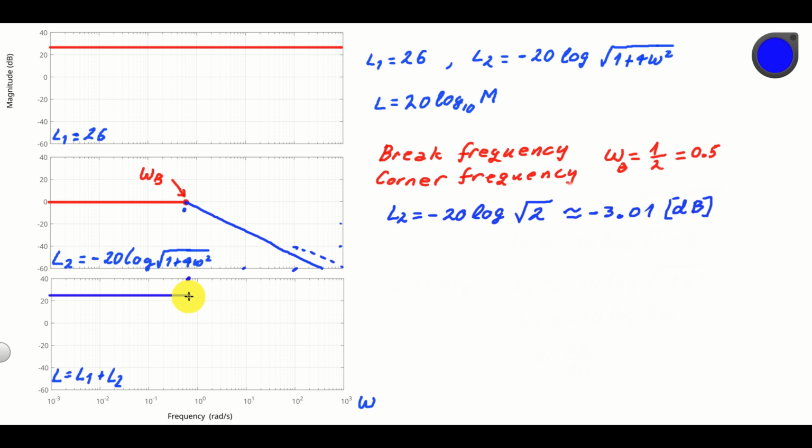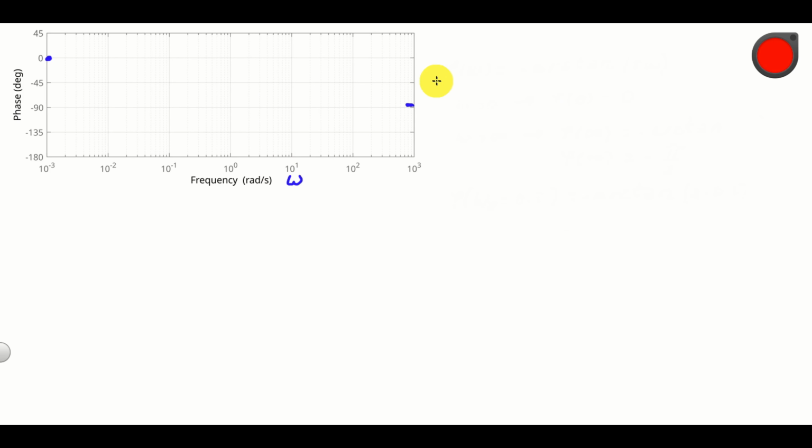So let's sketch it nicely. We just need to draw a line parallel to this line. And here it is. I'm doing the best I can on my computer screen, and it doesn't look bad. So over here we will have minus 20 dB per decade. And that's it. This is our graph, and if you want to make this graph look nicer, you will put WB equal to 0.5, and that's it. Looks nice.